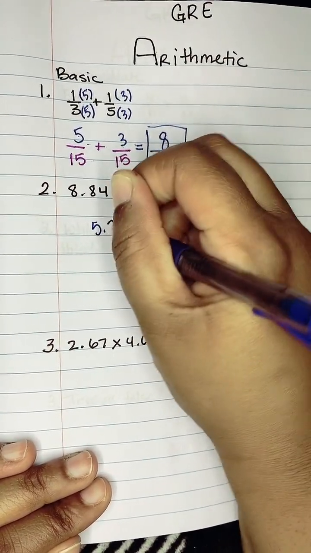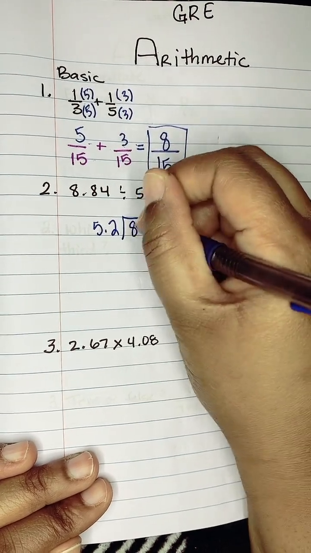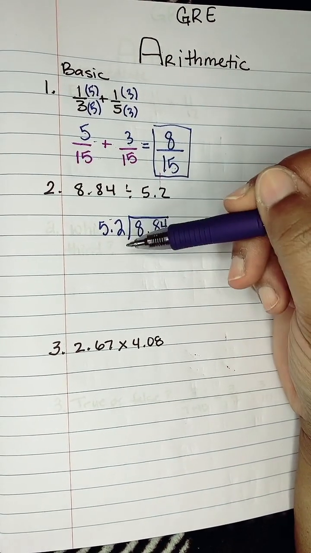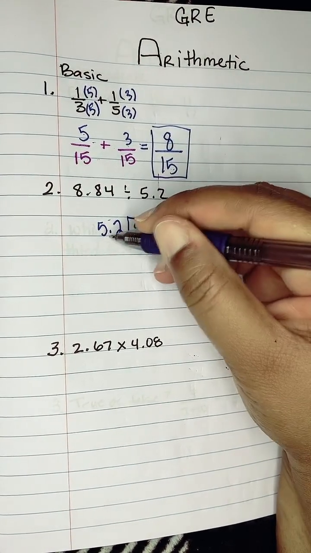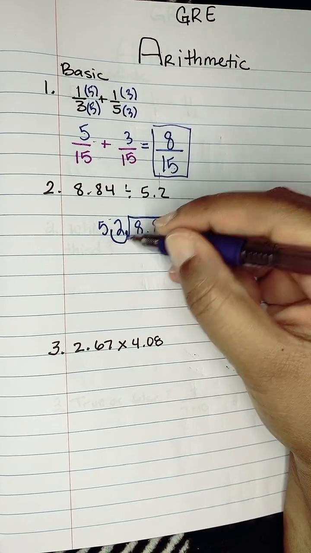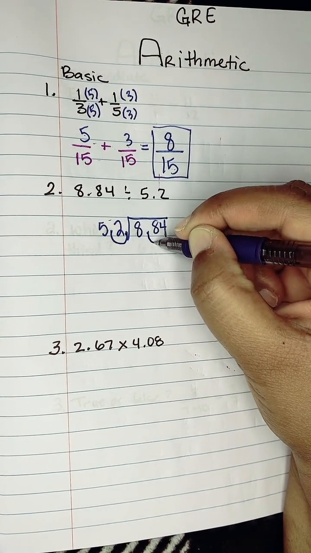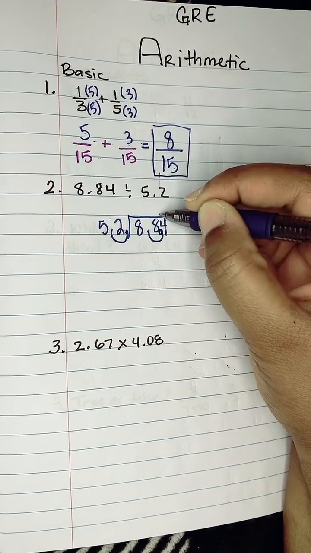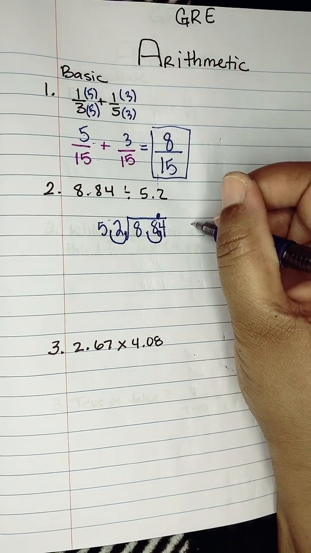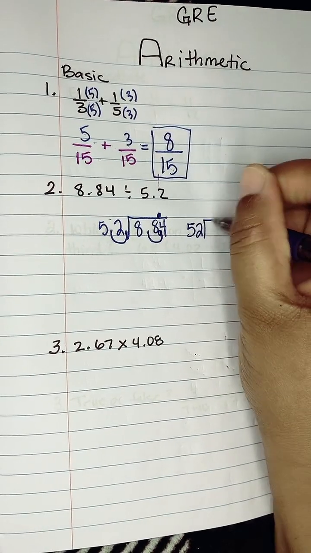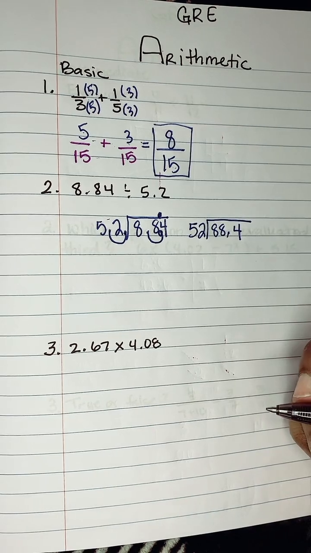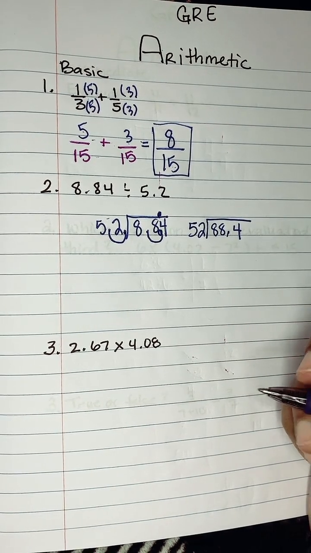So remember, you can't divide by a decimal, okay? So what we would have to do is make this a whole number. And how we would make this a whole number is we would move this decimal one place to the right. So what we do to the outside, we also have to do to the inside. So this decimal would move right here. So we could rewrite this as 52 into 88.4. Okay. Good, Kevin. Yes.